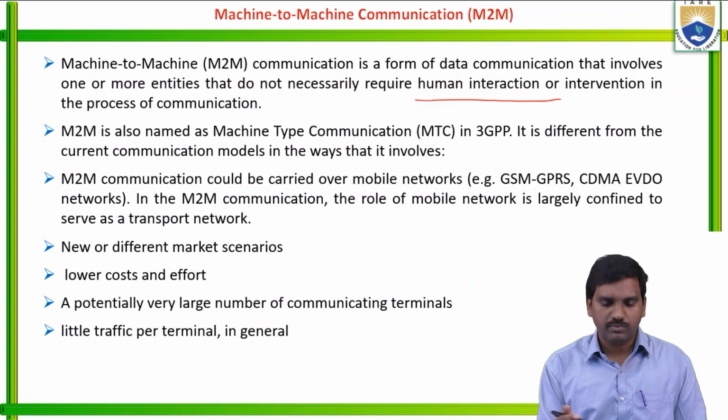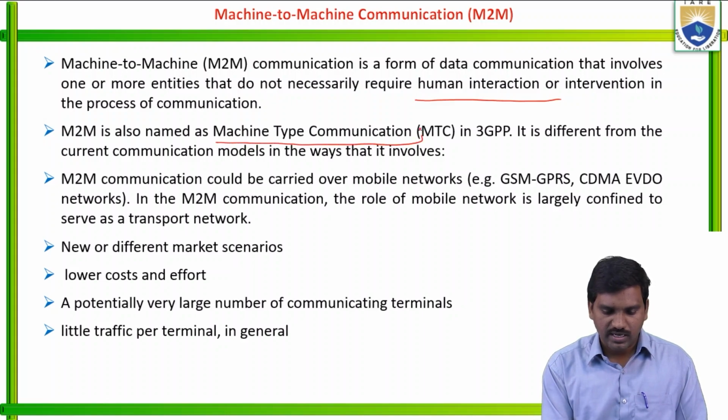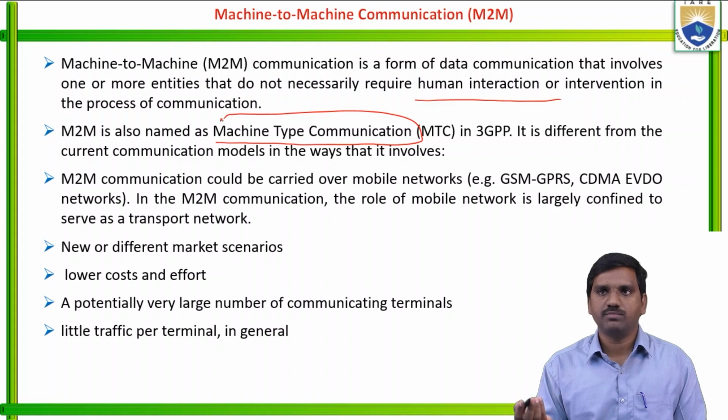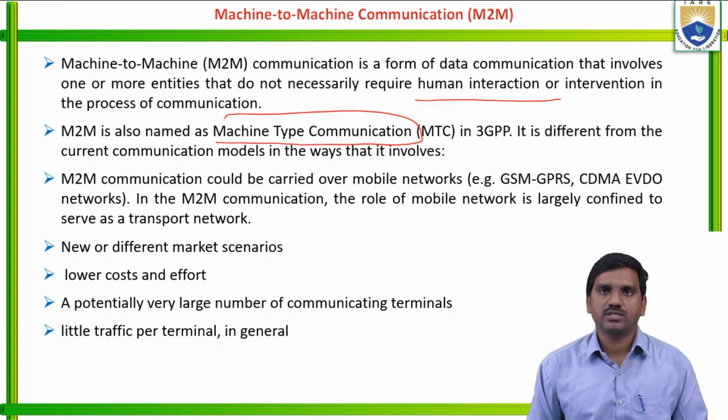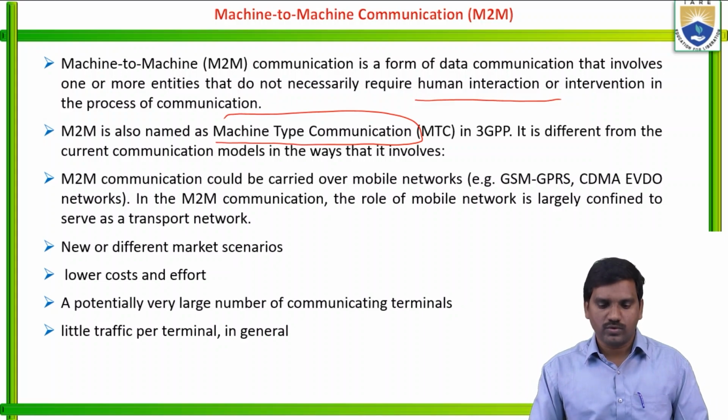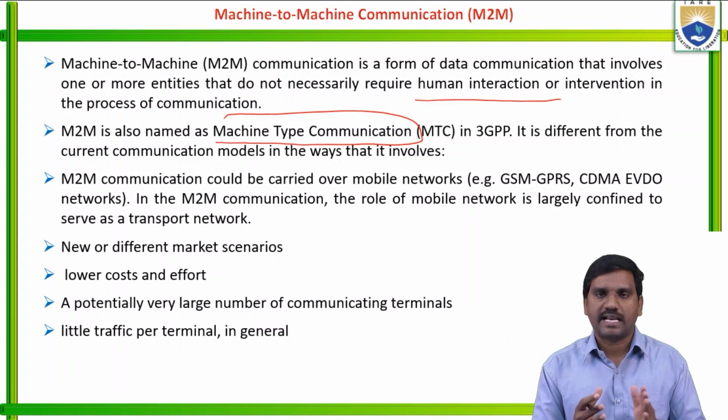So M2M is also named machine type communication, that is MTC, in 3G, third generation process control. It is different from the current communication models in the ways that it involves. Machine to machine communication could be carried over mobile networks like GSM, GPRS, CDMA. In machine to machine communication, the role of the mobile network is largely confined to serving as a transport network.